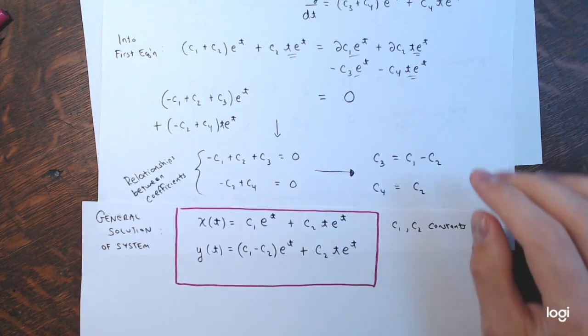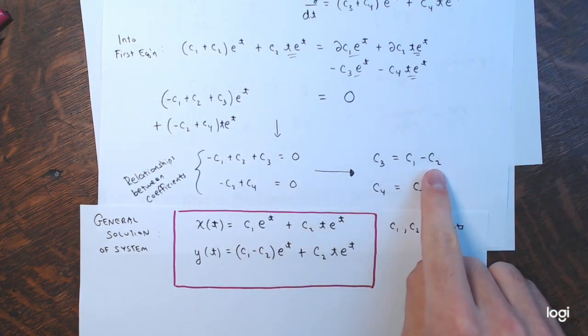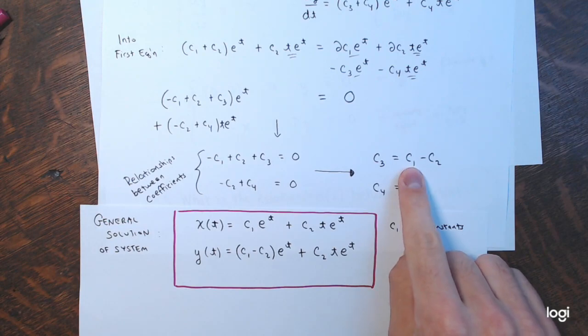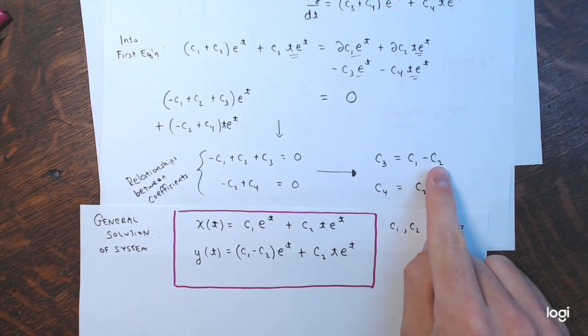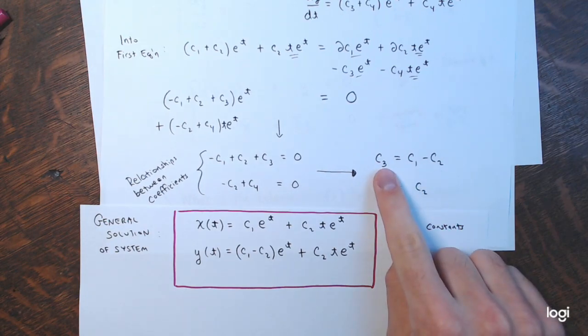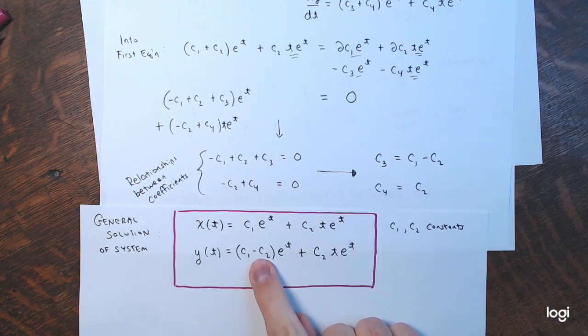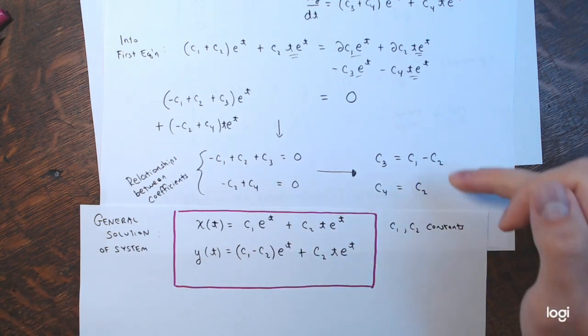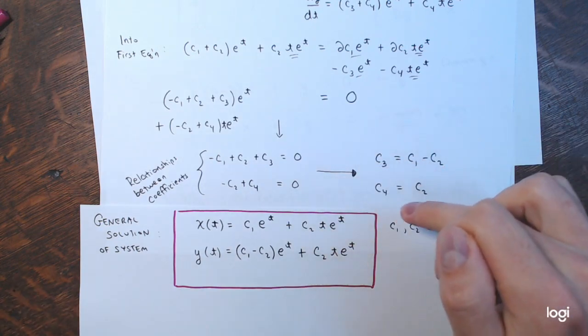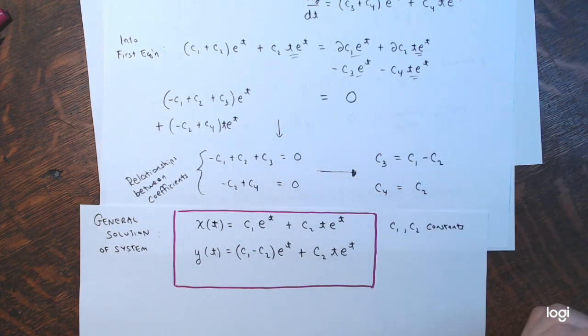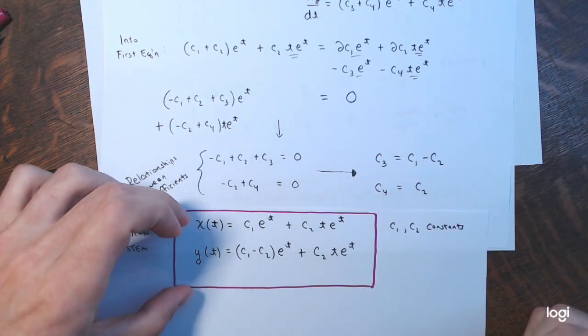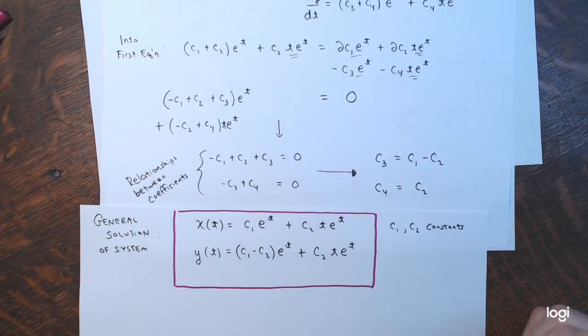Because again, if you say you chose C1 to be 5 and C2 to be 3, well then C3 must be 2. If you didn't put 2 here, it would not be a solution. I've said it several times now, these relationships between the coefficients have to be satisfied in order for these functions to satisfy both equations of the system. So you've got to be careful.